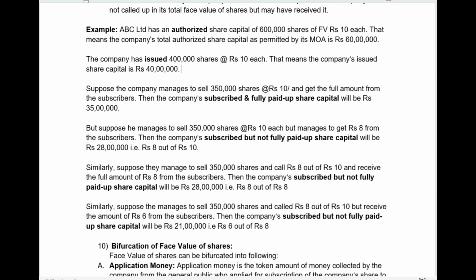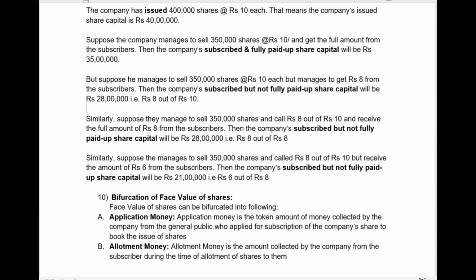But suppose that the company manages to sell 3,50,000 shares. That means the company issued 4 lakh shares to the public, but the public purchases only 3,50,000 shares at the rate of rupees 10 each, and the company gets the full amount from the subscriber. So no amount is due. In that case the company's subscribed and fully paid up share capital will be 3,50,000 shares into rupees 10, that means rupees 35 lakhs.